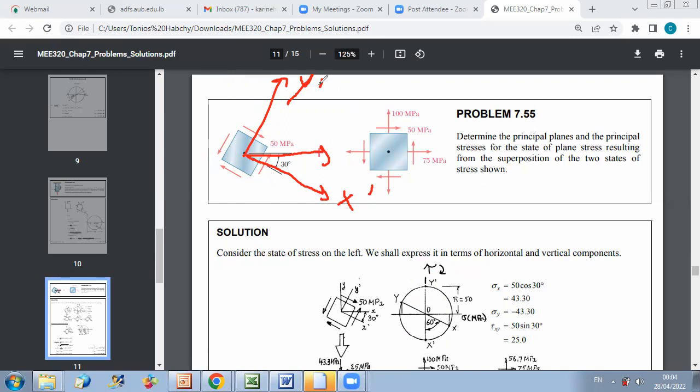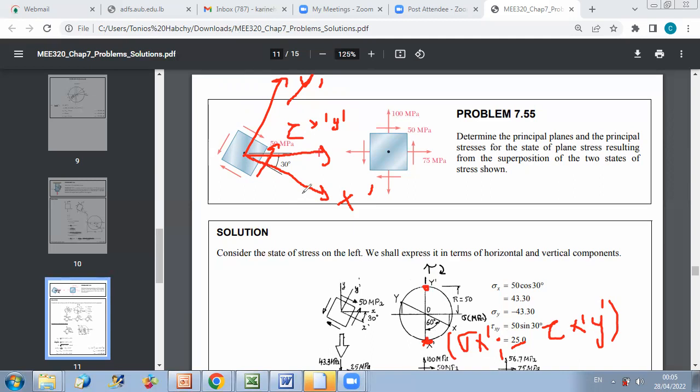Now we have that tau, this is tau x prime y prime. Tau x prime y prime is positive, and we know that for point x prime the coordinates are sigma x prime, which is 0 here, minus tau x prime y prime. So point x prime is the lower point, and point y prime is the highest point here.